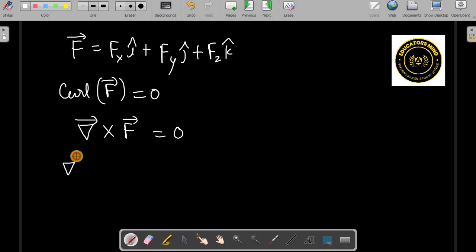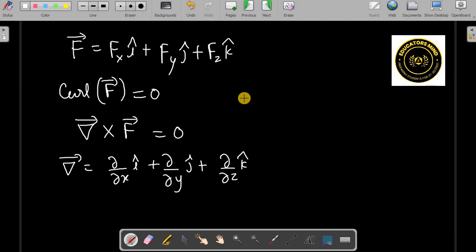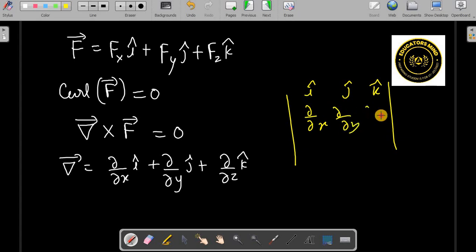We have studied this, right? Del vector is ∂/∂x i cap plus ∂/∂y j cap plus ∂/∂z k cap. This is the del vector. So we have to take the cross product. Cross product means you write i, j, k first, then ∂/∂x, ∂/∂y, ∂/∂z, and then Fx, Fy, Fz. You know how to expand this. So you can expand it, and it must be equal to 0.